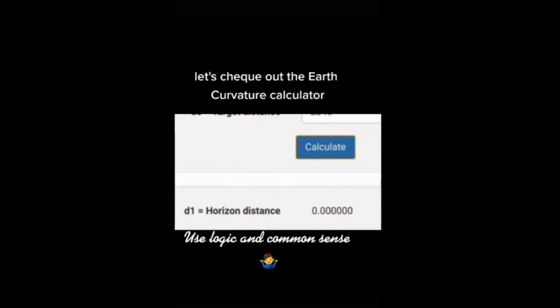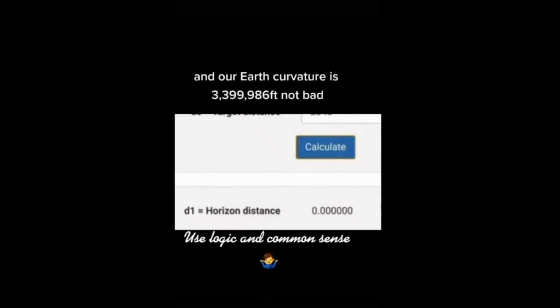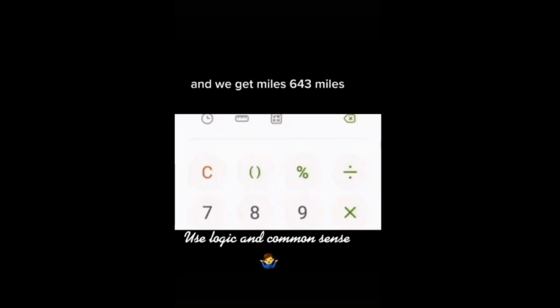Let's check out the Earth curvature calculator. We're going to type in a zero viewing height and then the distance of 2,348 miles, just like Google Earth says. And our Earth curvature is 3,399,986 feet. Not bad. Now we take our Earth curvature in feet, divided by 5,280, and we get miles, 643 miles. Now we divide it by 2, and we get 321 miles.